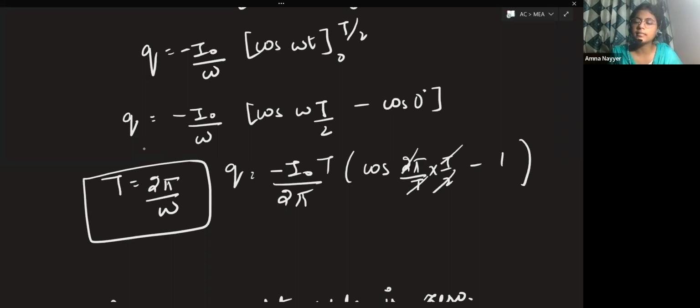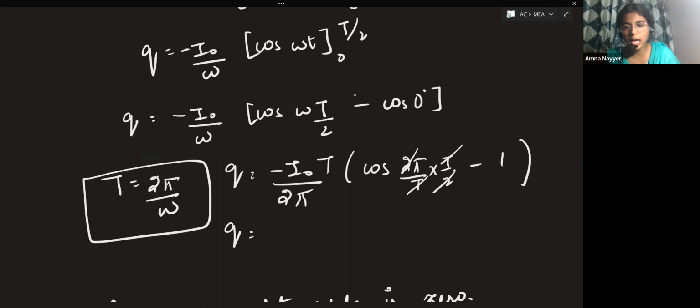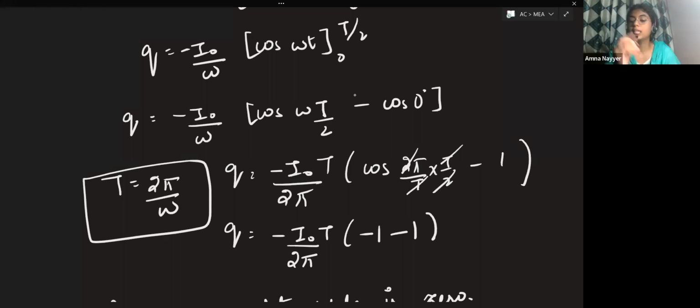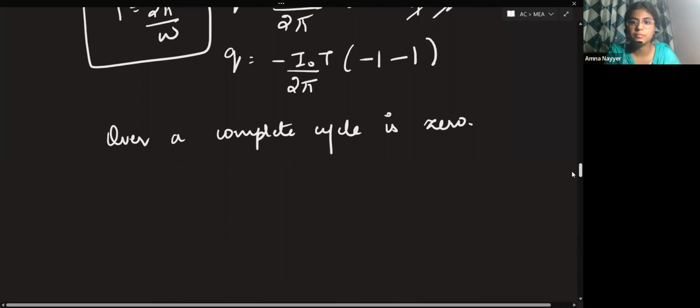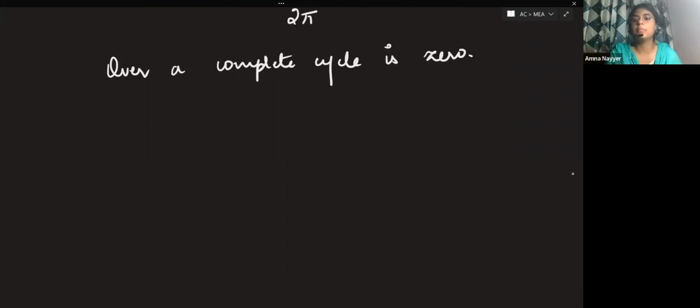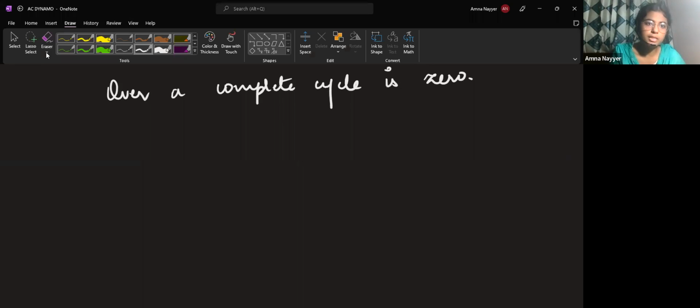What is cos pi, class? Minus 1, exactly. So here you had minus I naught capital T, divided by 2 pi, and over here you have minus 1, minus 1. So this time, for a half cycle, your answer won't come out to be 0. The average over a complete cycle is 0, yes, but for a half cycle it is not.